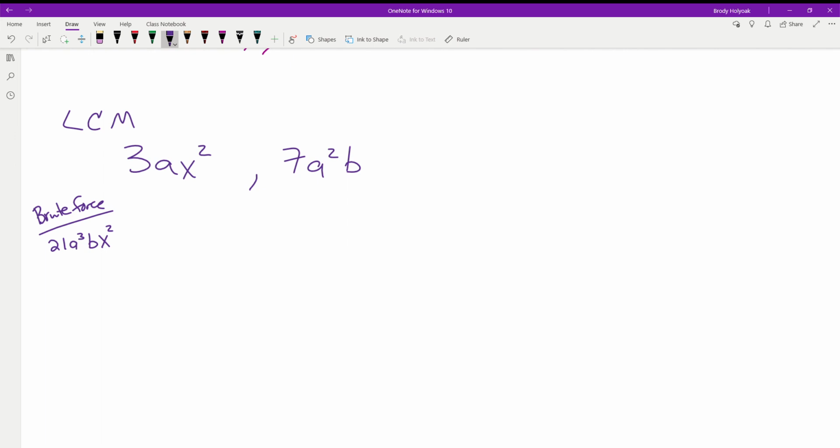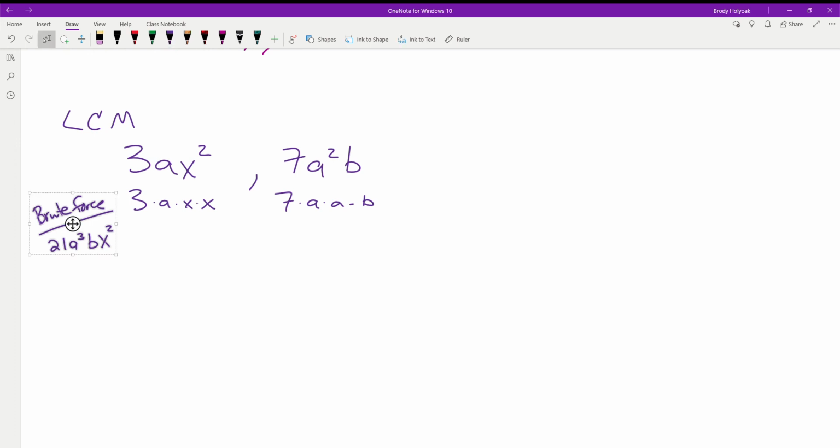So the first thing we want to look at is the factors. Between 3a and x squared, we have 3, a, x, and x. For the 7, we have 7, a, and b. Looking at this right away, what's the one thing I noticed that we can change in here? The a's. We don't need to have 3 a's in there.